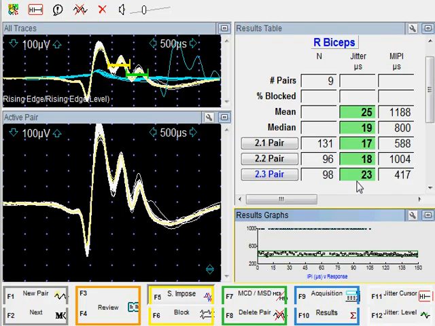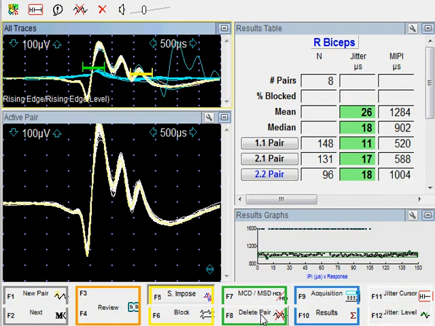Now, the rule is if you have a triplet, you can measure only 2 jitter values. If you have a quadruplet, you can measure only 3 jitter values, and so forth. In this case, we have made 3 different jitter measurements, but we can analyze or accept only 2 of those. I usually discard the largest value. So 2.3, that had the highest jitter value. So I'm going to delete this pair from analysis. So now I'm left with only 2 analyses from site number 2. So we have completed analysis from the second recording.